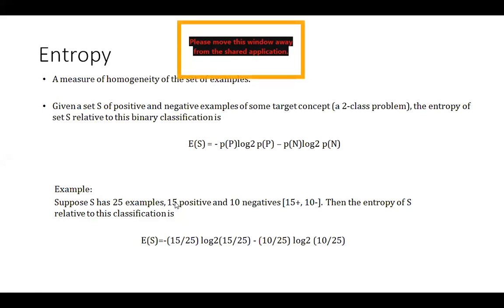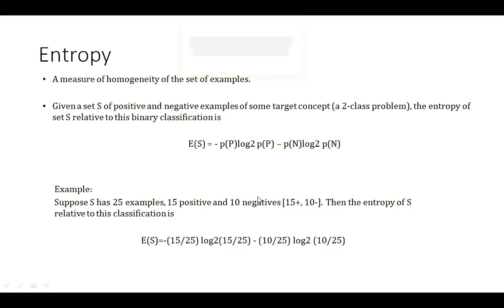So here I'll give an example. For example, S is a set. We will have 25 examples. 15 will give a positive result and 10 will give a negative result. In total we have 25 samples: 15 positive samples and 10 negative samples. So your algorithm has to predict the positive as well as the negative.